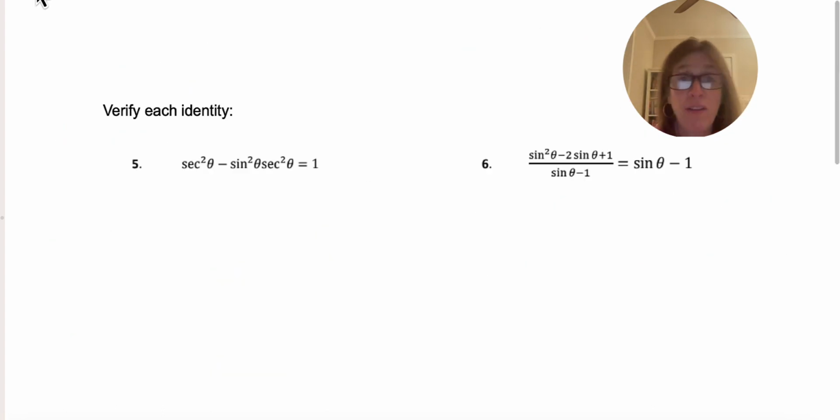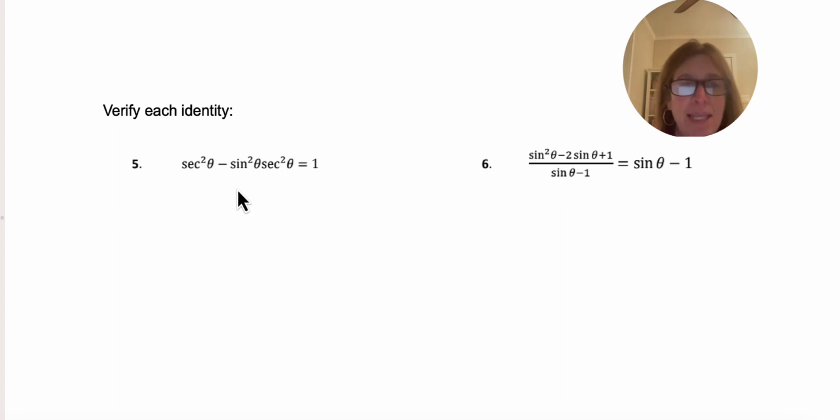Let's verify. Verify means that we want to prove the left is the right, or we want to prove the harder side is the easier side, because you really could work with either side, but you can only work with one side. So this is where algebraic techniques come into play.